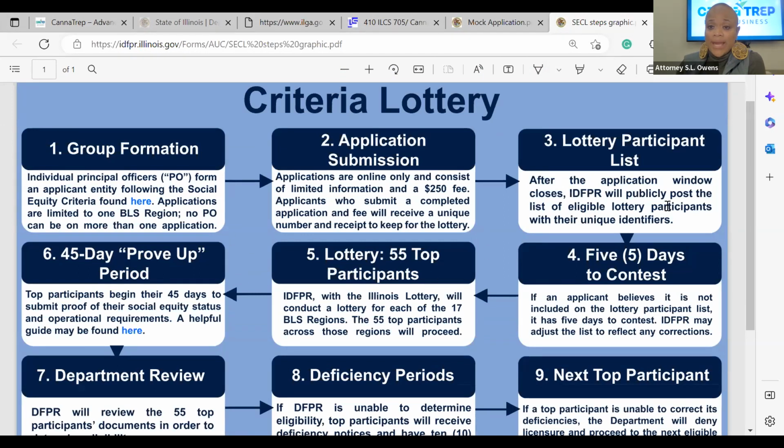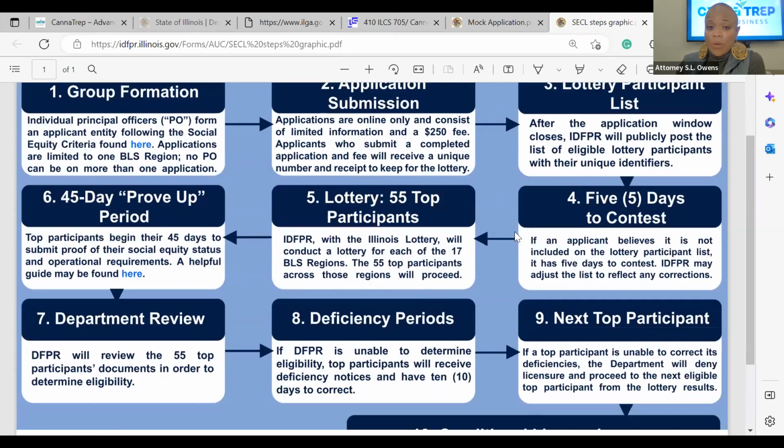What they say is, if you believe that you are eligible as a social equity applicant, submit your application, pay your fee. They're going to post a list of everybody who submitted. They're going to give 5 days for people to say, I submitted and I wasn't on that list, I'm supposed to be in that lottery. Then they're going to do the lottery and pull at number 5. And number 6 here, they're going to have a 45-day prove-up period for you to prove your social equity status. I don't see anything about them scoring the social equity status here. It's just a matter of can you meet that prove-up or not.